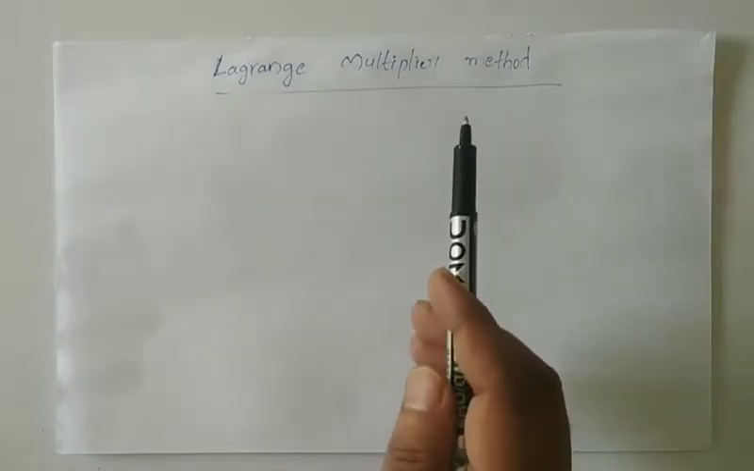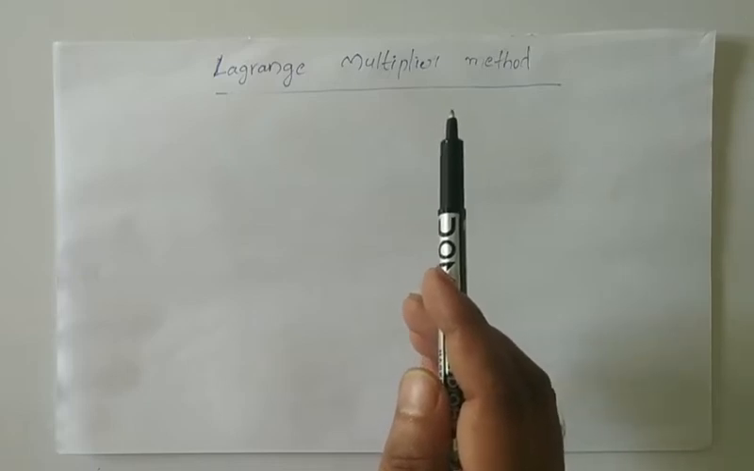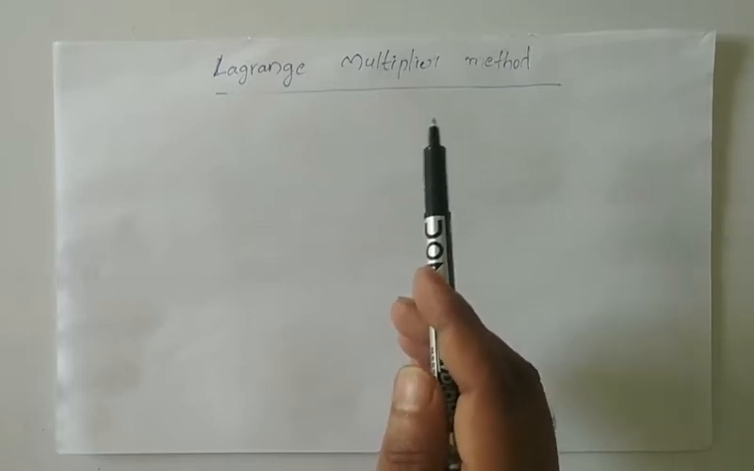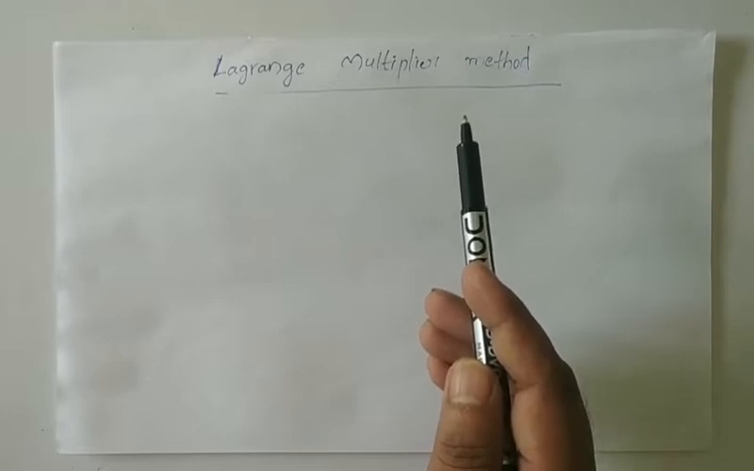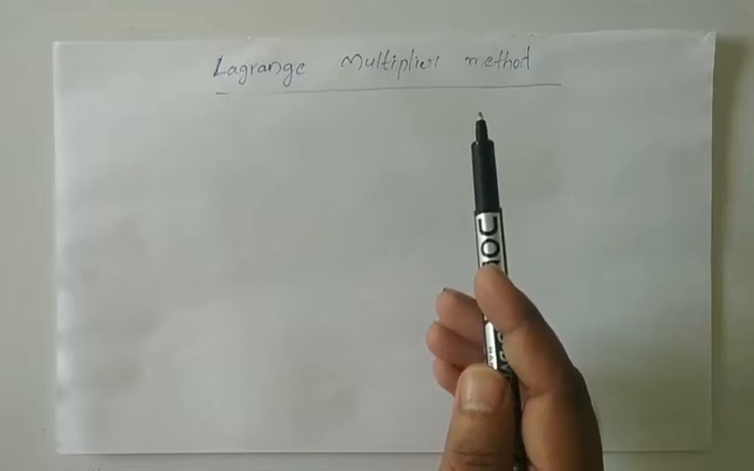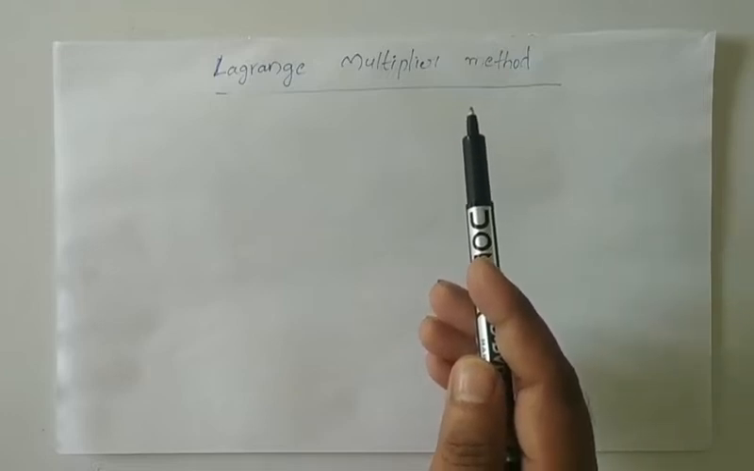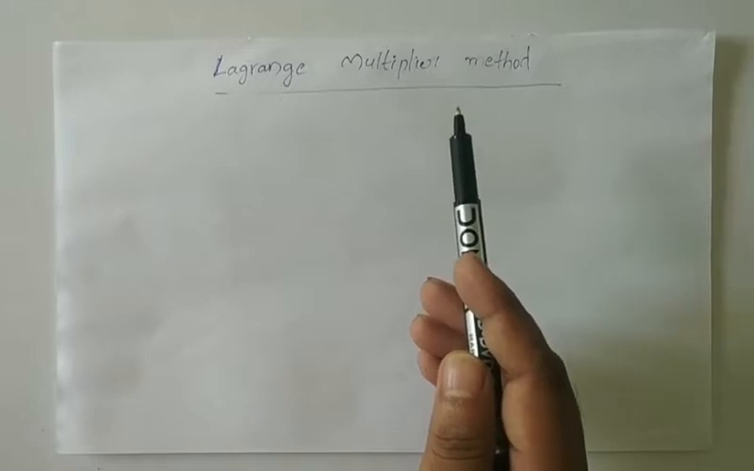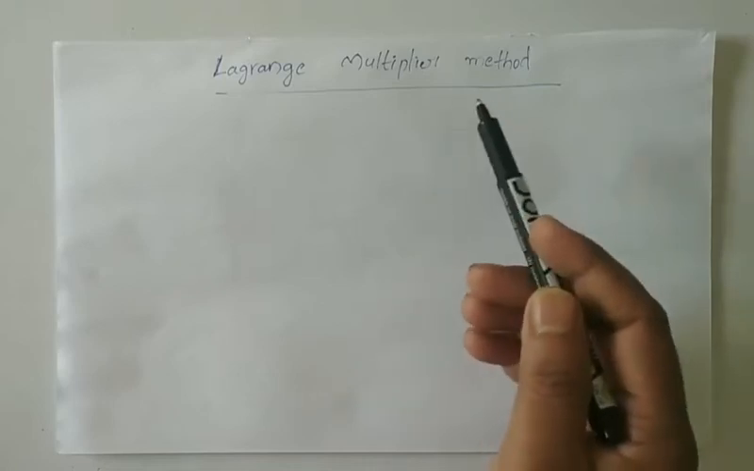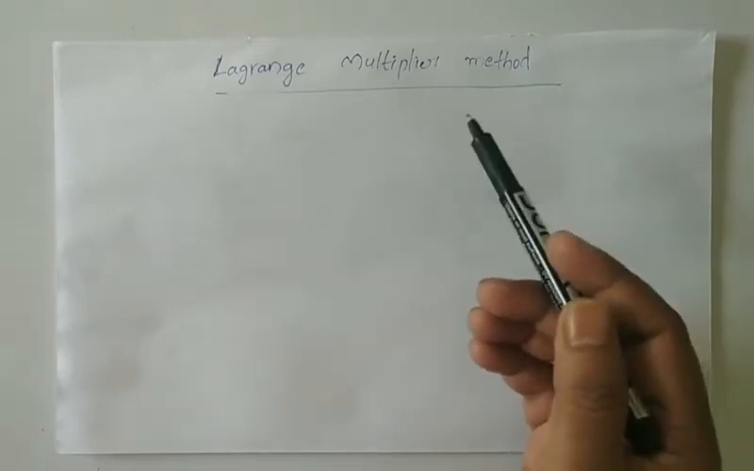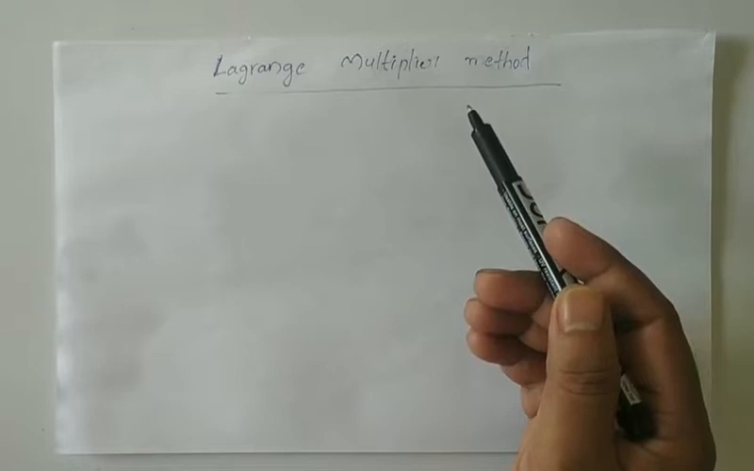Lagrange method is a technique for finding maximum and minimum of a function which is f of x, y or f of x, y, z. That means Lagrange method is a technique for finding maximum and minimum of functions of two variables or several variables subject to a constraint, which is also called a condition, of the form g of x, y is equal to 0 or g of x, y, z is equal to 0.